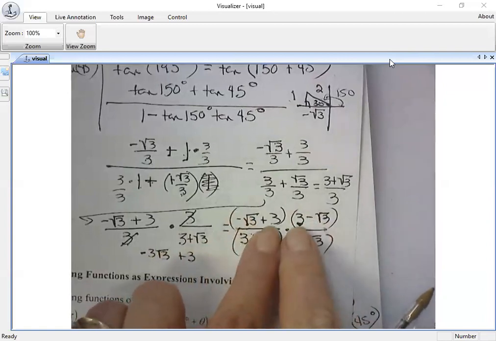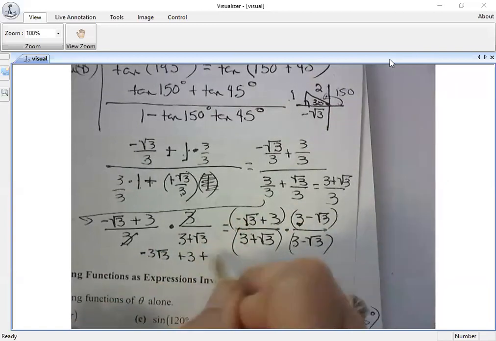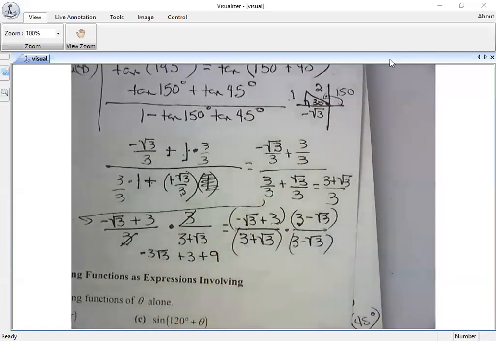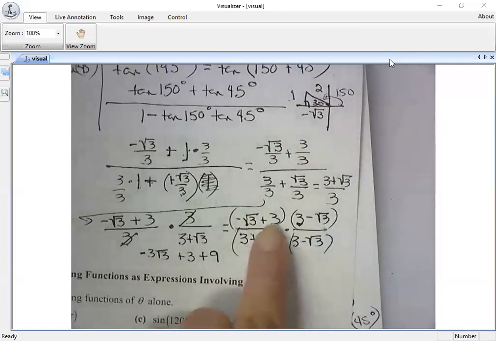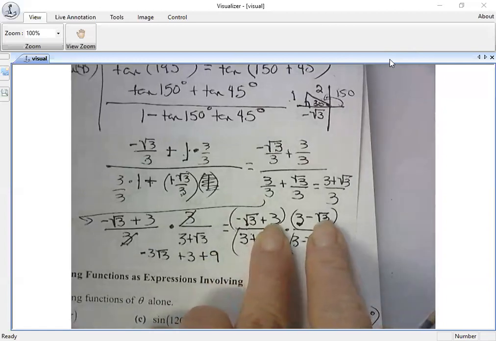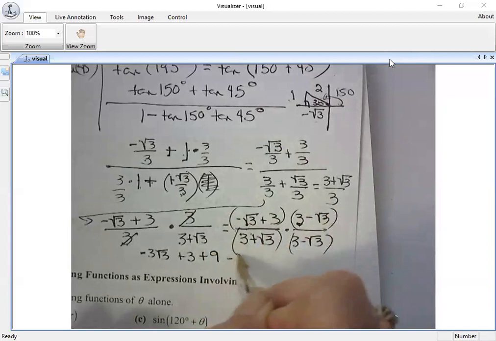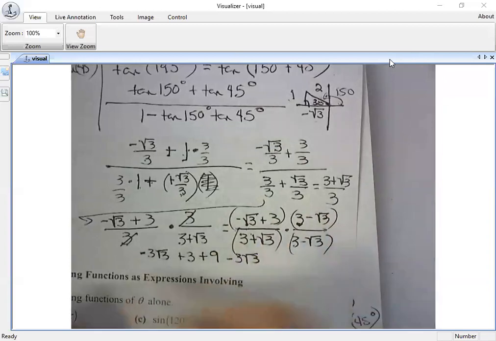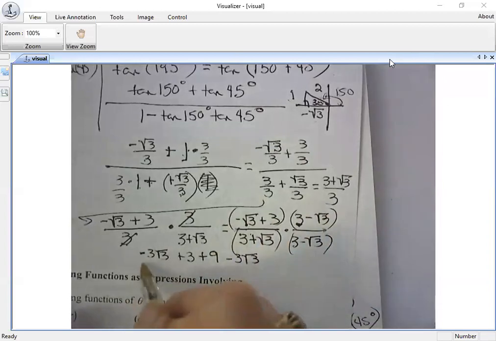Now let's do inner times inner. What is 3 times 3? I got another plus, and that one didn't have any radicals, so 3 times 3 is just 9. And then what is positive 3 times the negative square root of 3? Positive times negative is? Negative 3. Negative 3 square root of 3. Now I can clean this up in just a minute.